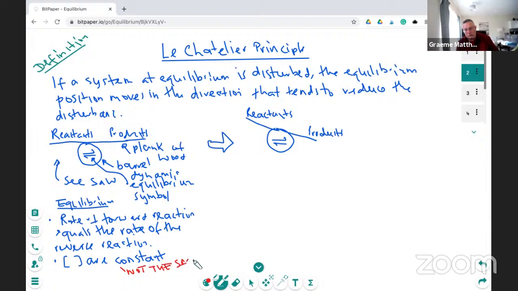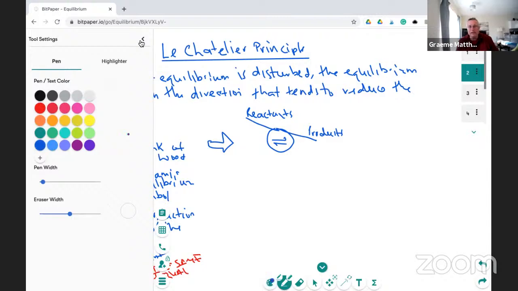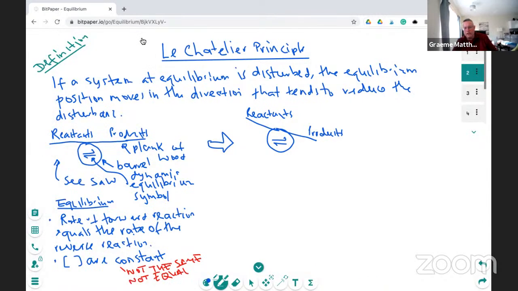Because it's not true. Do not say that they are equal. Because it's not true. They are constant, which means that the concentrations are not changing. They kind of come to a final resting spot. And you're thinking, right, the concentrations are not changing, they're constant, that's what the word constant means, but it doesn't mean that the concentration of the reactants are the same as the concentration of the products.